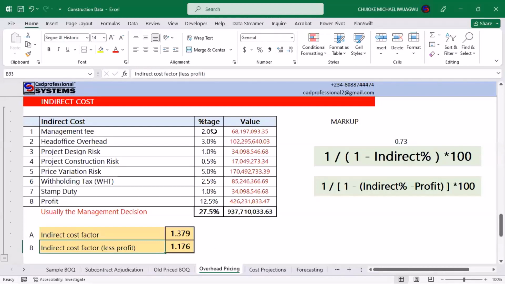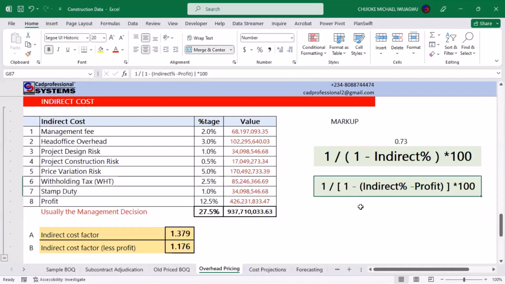In that case, the whole of this percentage minus profit is what the contractor will now be doing. That is why the formula for that is a little bit different. It's the same: 1 divided by, also open bracket, 1 minus. We now remove the whole of this one, 27.5%, minus the profit, because the contractor will not be taking profit for work that he did not do. The client has engaged a subcontractor who will do the work. It is only attendance and supervision and monitoring that the contractor will be providing. So the contractor will only receive what is due to him for attendance and supervision.